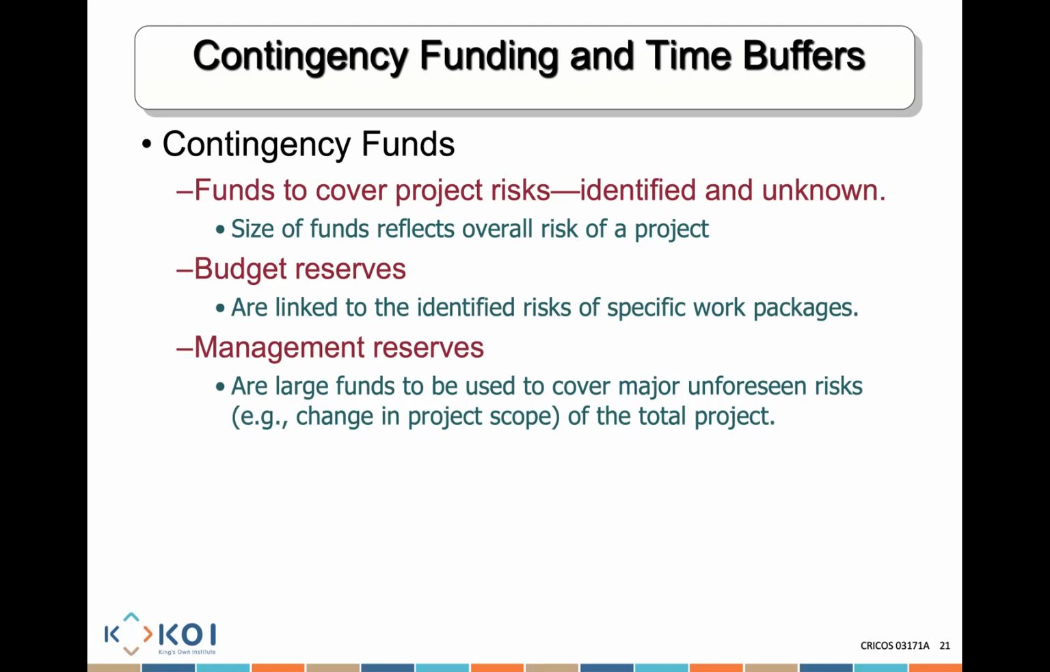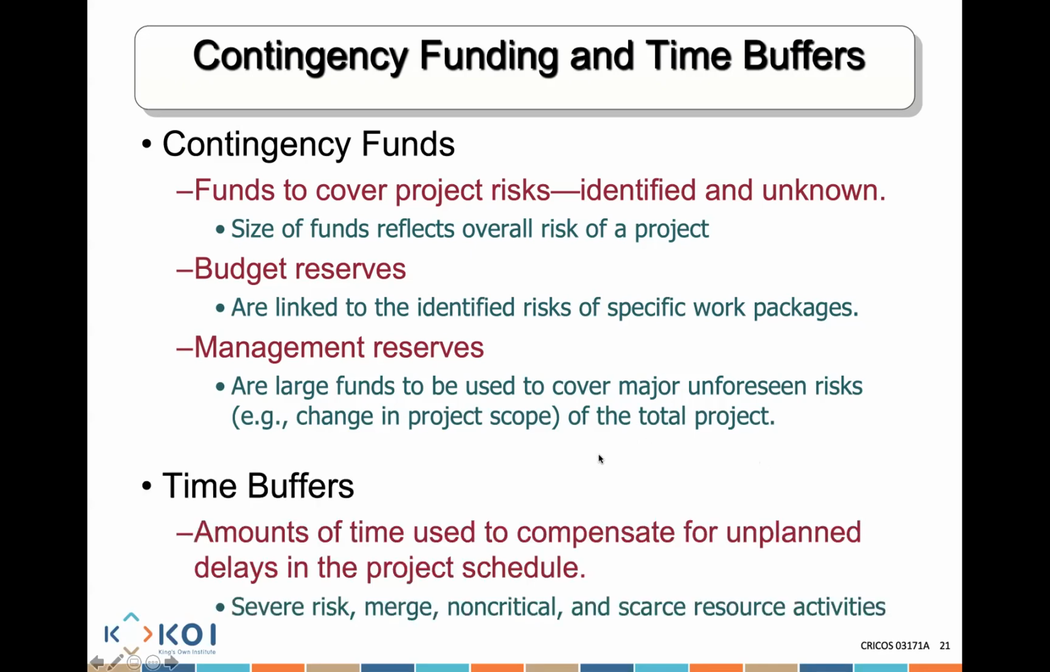That's a budget reserve. Management reserve is large funds to be used to cover unforeseen risk. You know how I said earlier, something I might not have anticipated. Well, I need to have a fund to be able to manage something that I have not actually anticipated. Large funds to be used to cover major unforeseen risk, like a change in project scope, coronavirus, earthquake, whatever it is. We haven't anticipated those issues occurring, and we have to find a way to manage them.